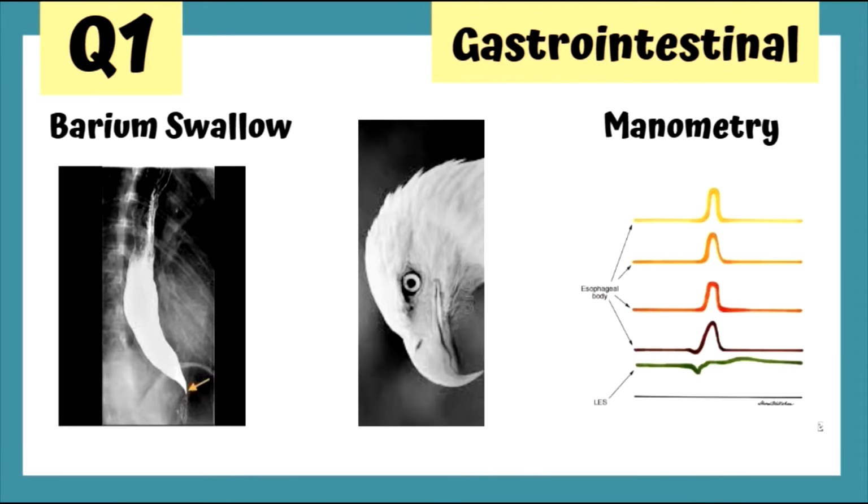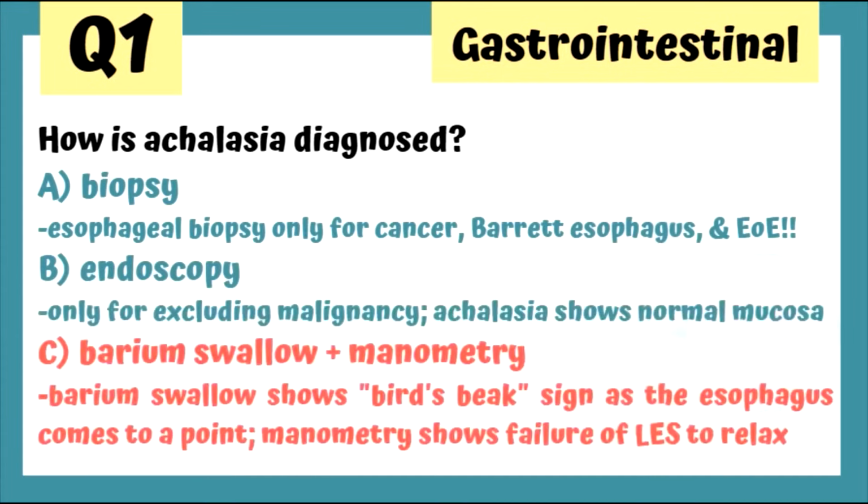We recall what the barium swallow looks like, that bird's beak appearance. That is pathognomonic for achalasia. And we take a look at the manometry on the right, where we see a difficult time of the lower esophageal sphincter to relax. And here we just have the other choices.